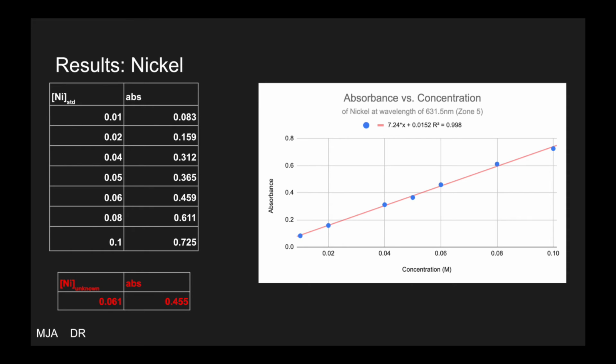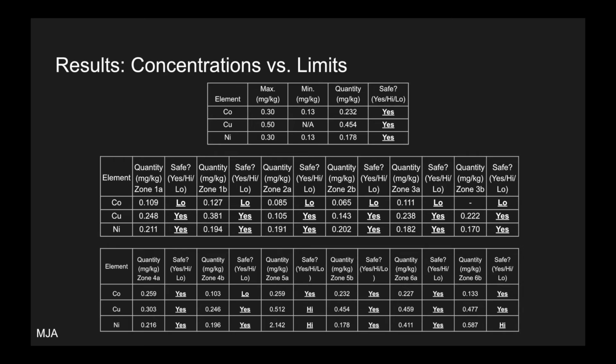For the nickel results, we found an equation relating absorbance to nickel concentration. The equation we derived was absorbance equals 7.24 times molarity plus 0.0152. The unknown concentration of nickel was found to be 0.0061 molar. On this slide, 3 tables are shown, relating the data collected by this group to that collected by the class as a whole.